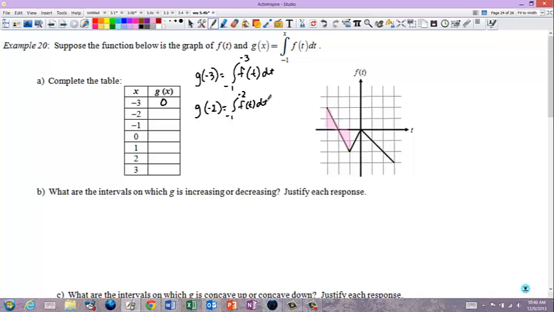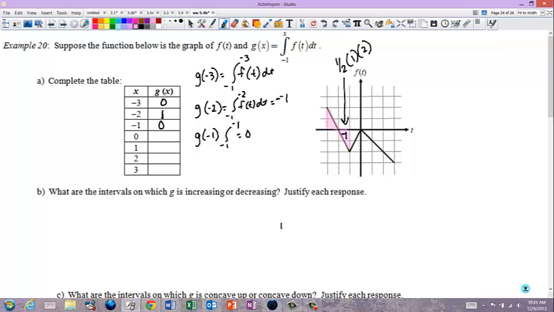And then for g of -2, I would do the integral from -1 to -2. Again, notice that the limits of integration, the -1 and -2, are switched. The one on the top is smaller than the one on the bottom, so I'm going to negate whatever my area is. From -1 to -2, that's a triangle, 1/2 base times height, so it'll be 1, and it's below the x-axis, so it's negative, but I'm negating it, so it's going to be a positive 1. G of -1 would be from -1 to -1. That's going to be 0 because my limits are the same.